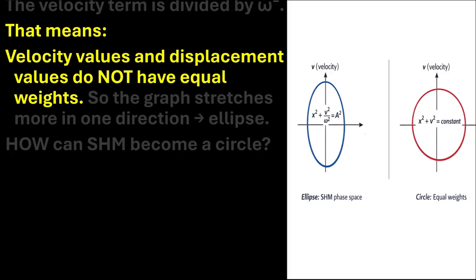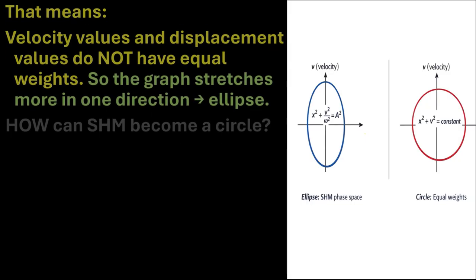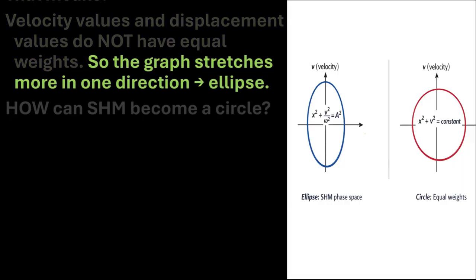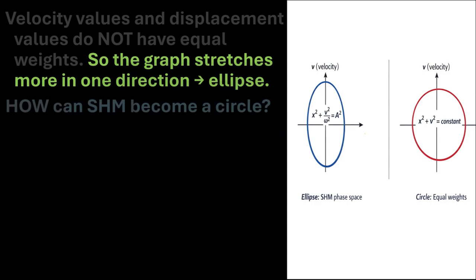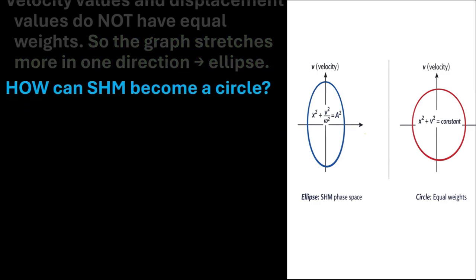Well, that's what we're trying to discuss here. It can actually be done. In fact, the graph which is stretching in one direction as an ellipse can be made into a circle by choosing a different set of axes, which is what we call scaling of axes.